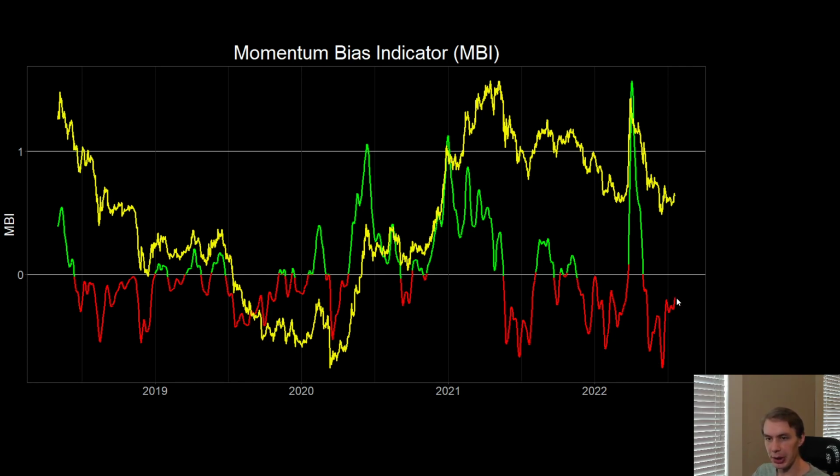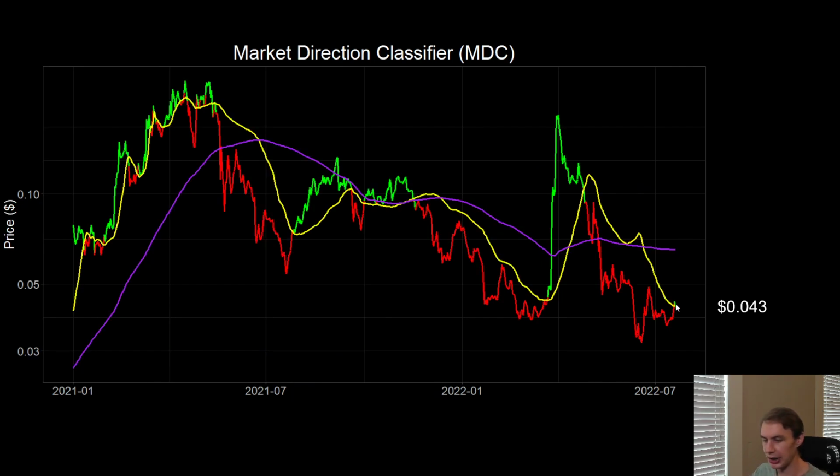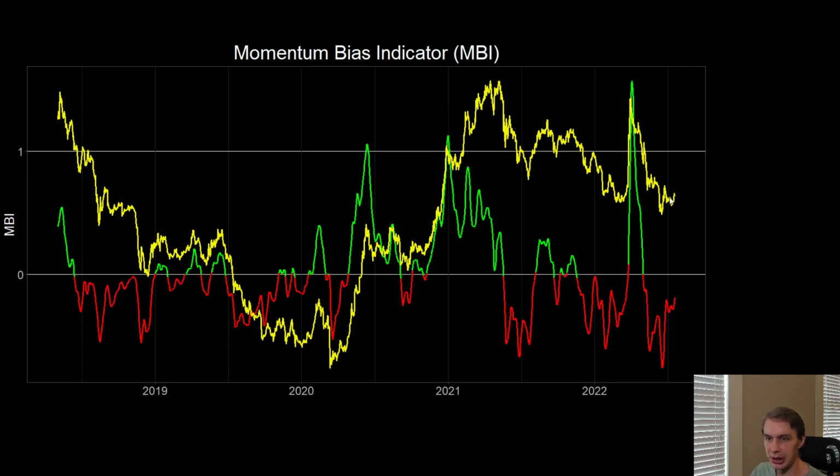So from this model's perspective, we haven't regained a positive momentum bias yet, right? And I think that makes sense. When you look at this price action so far, it's just been chopping sideways. But what the MDC is suggesting is that it's very possible we'll see some upside off here, some continuation on this run. If we do, it'll be interesting to watch what the MBI does, right?